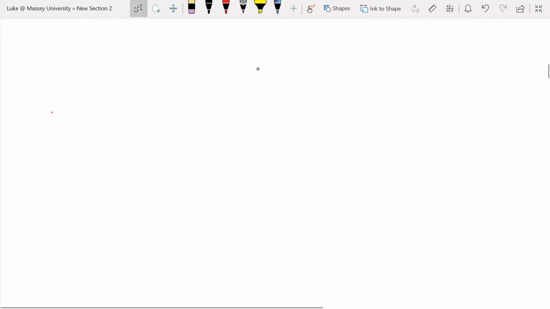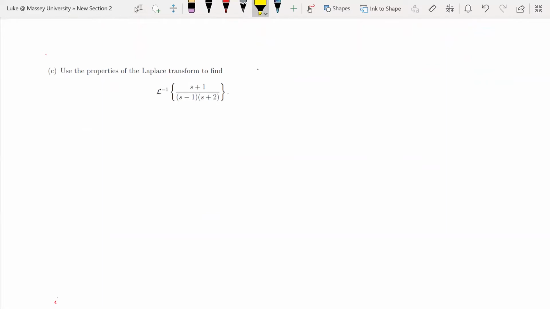Okay, well, B was pretty easy, so let's move down to C now, if I can get my tablet to work. Use the properties of the Laplace transform to find the inverse Laplace transform of s plus 1 over s minus 1, s plus 2. So the first thing I would note here is that we have a ratio of polynomials. On the numerator, we have a first order. On the denominator, we have a second order. So let's write this as s plus 1 over s minus 1, s plus 2.